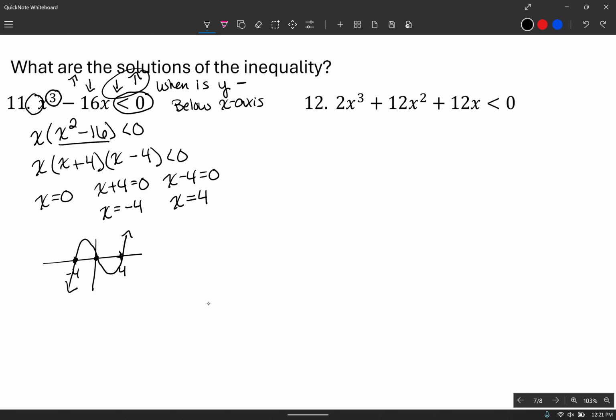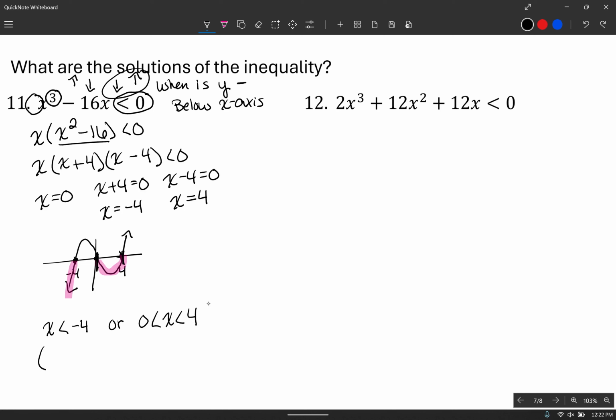Now, sometimes you could have a turn in there, but all of my factors have no multiplicities. If you have a multiplicity that's even, then you would have a turn on that and it wouldn't cross over. We don't have any of that. So we're looking for the sections that are negative, where y is below. So that would be this section and this section. So when x is less than negative 4, it's everything to the left of negative 4, or also when we are between 0 and 4. So when x is between 0 and 4.